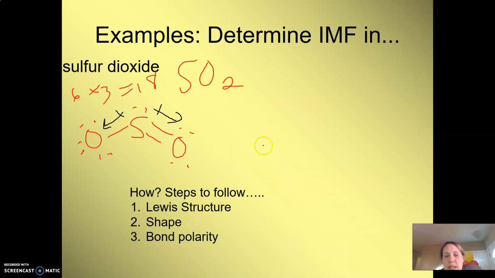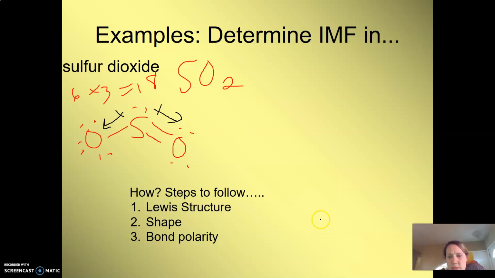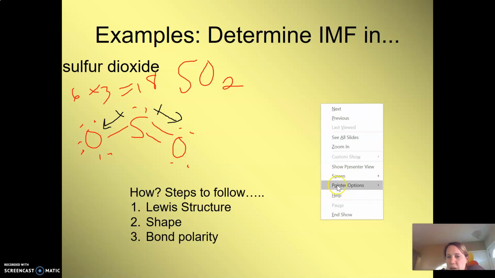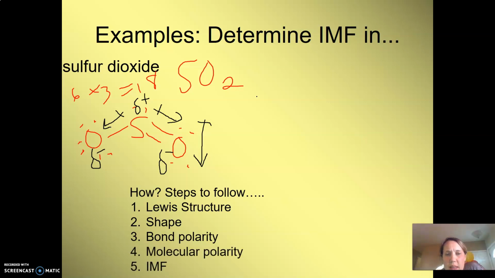So what does that mean for molecular polarity then? So the polarity of the molecule would be a little bit different. If I take a look at this, I now see that there would be a molecule dipole, and the molecule dipole would be pointing downward. And what that means is that these oxygens would be partially negative. They get the electrons more of the time. And then the sulfur would be partially positive.